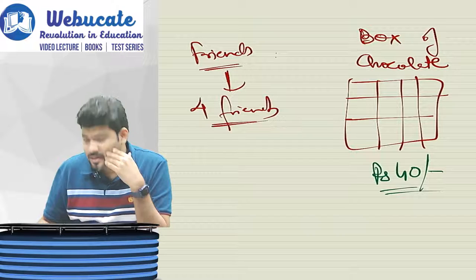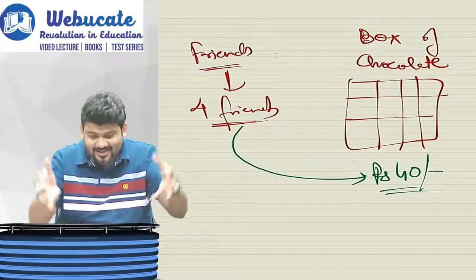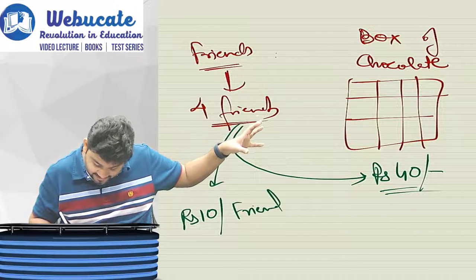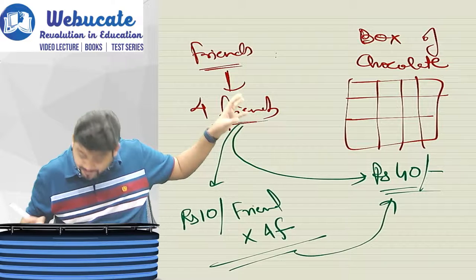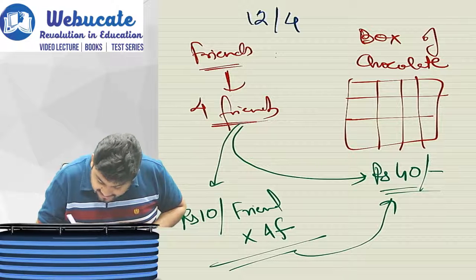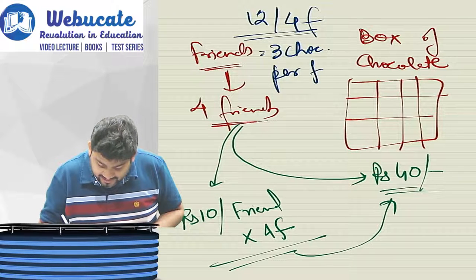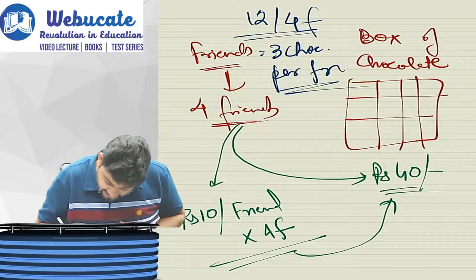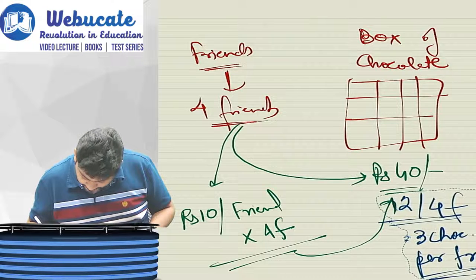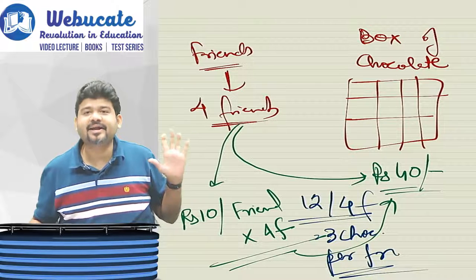Tell me, what will we do? Can I say the friends will purchase the box by mutually contributing rupees 10 per friend? Multiplied by 4 friends gives rupees 40. And these 12 chocolates will be distributed among 4 friends as 3 chocolates per friend. Are we clear, everybody? Three chocolates per friend. Everybody is happy.